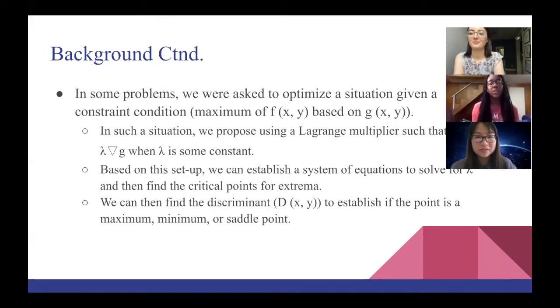In some problems, we are also asked to optimize the situation given a constraint condition, for example, the maximum of f of x, y based on g of x, y. In such a situation, we use the Lagrange multiplier such that the gradient of f equals lambda times the gradient of g, where lambda is some constant. Based on this setup, we can establish a system of equations to solve for lambda and then find the critical points for extrema. We can then find the discriminant D of x, y to establish if the point is a maximum, minimum, or a saddle point.